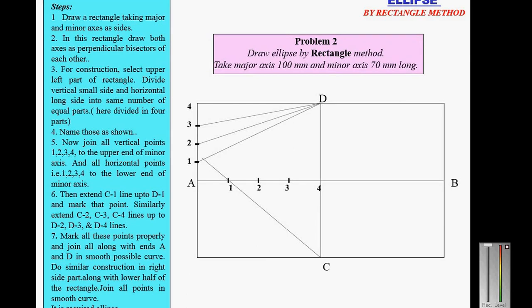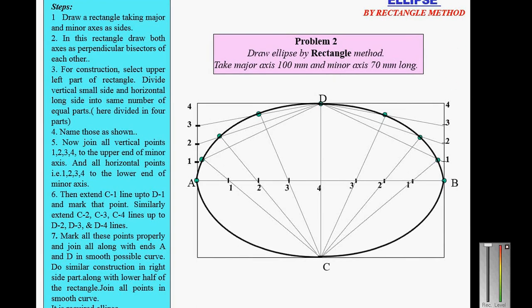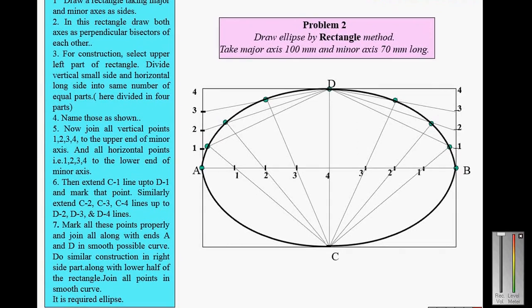It will meet the line D1. Similarly, join C2 and extend it and it will meet the line D2. Similarly, join C3 and extend it, it will meet the line D3. So mark the points. You can see 1/4 of the ellipse. So this is the 1/4 of the ellipse, and you can transfer the points on the right side and bottom side, and you will get the ellipse. So this method is called draw an ellipse by rectangular method.